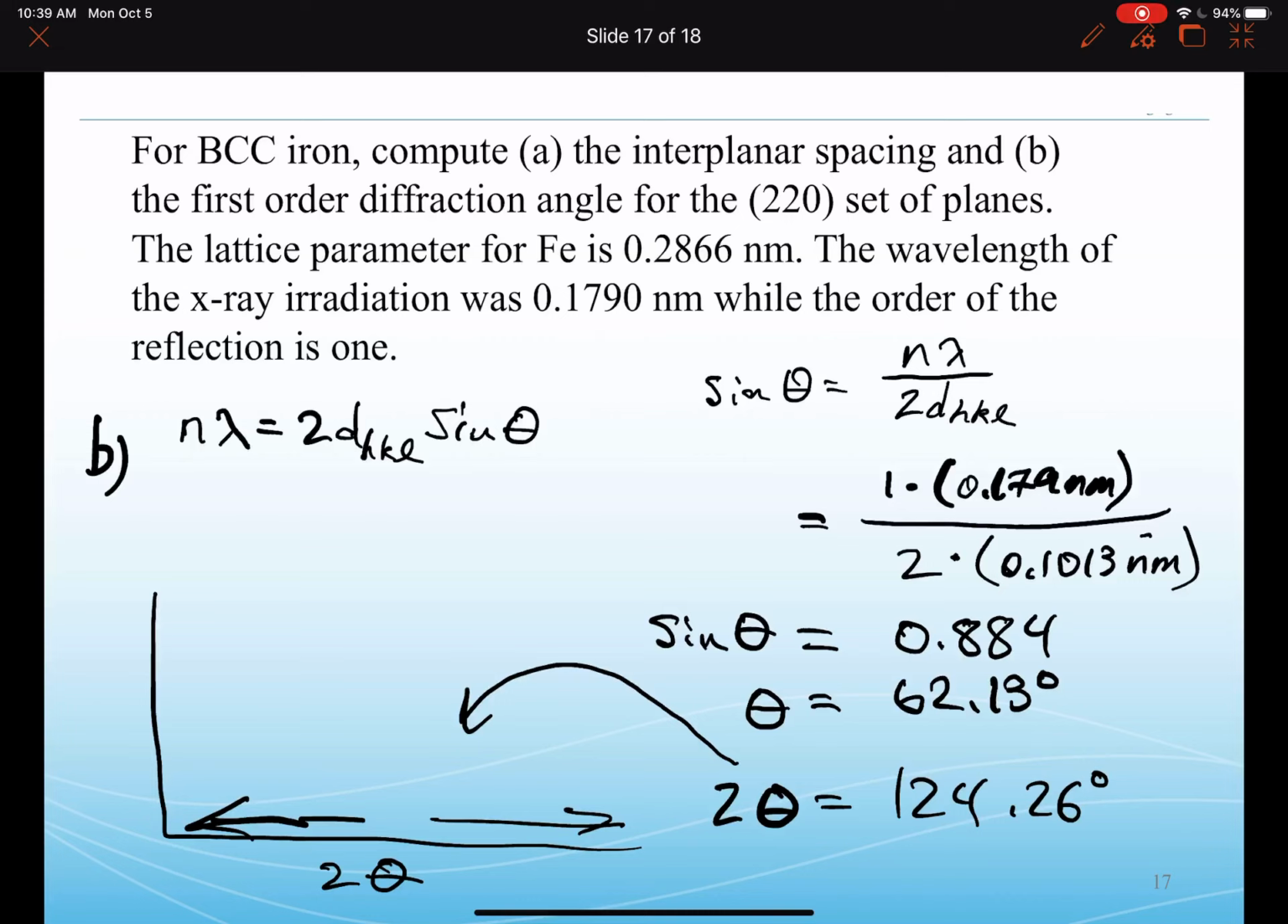Okay, so take a minute to try that on your own. Practice your radians to degrees. That was very important in this problem here.